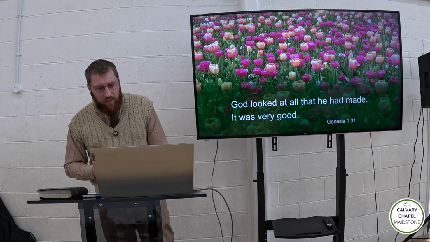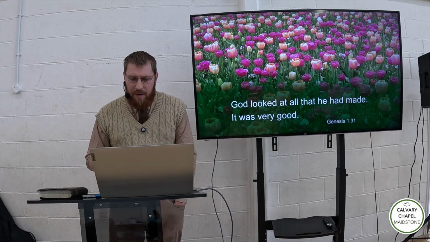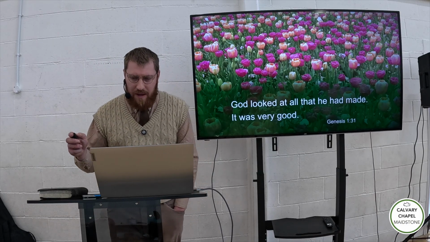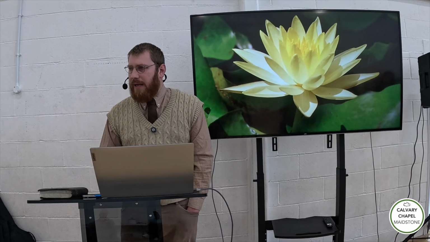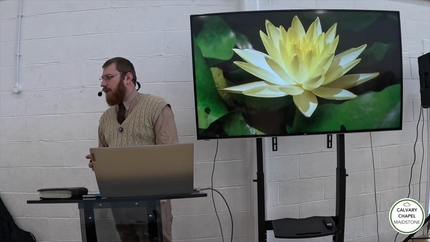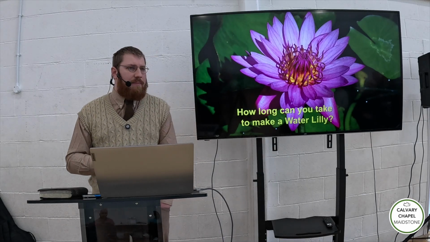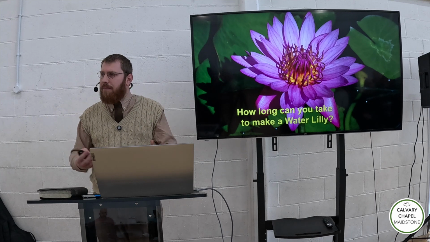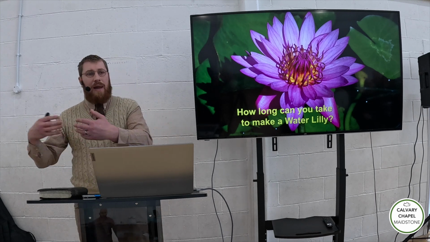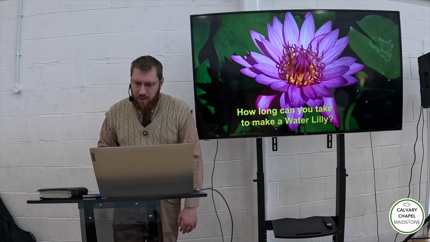And God looked at all that he had made, and it was very good. One of my most favourite flowers of all time, though, is this one here. This is a water lily. I think they're delightful. And we can ask the question, how long can you take to make a water lily? I mean, evolutionists believe that water lilies develop by themselves. In fact, they believe that land plants developed to go into the water and ended up producing water lilies.